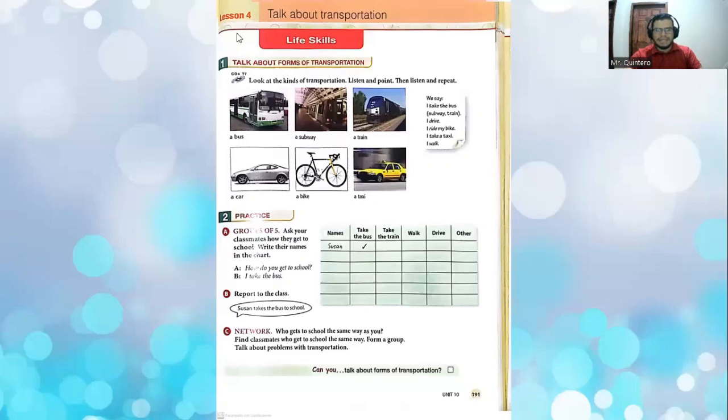Now let's talk about the lesson number 4. Talk about transportation, life skills. Look at the kinds of transportation. Listen and point, then listen and repeat one by one of them. Kinds of transportation, for example, kinds is when we're talking about bicycles, taxis, train, buses, cars, subways. Let's go check in the audio.